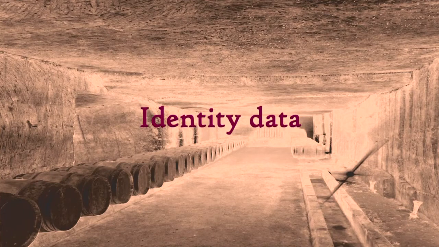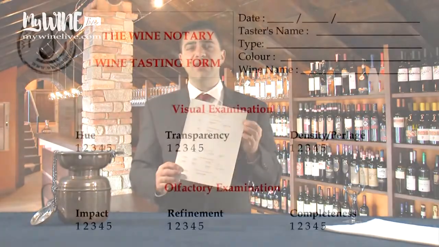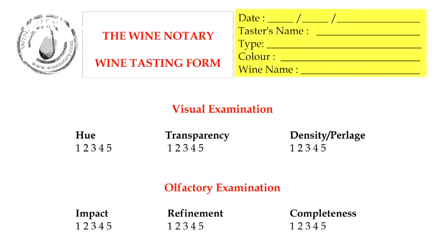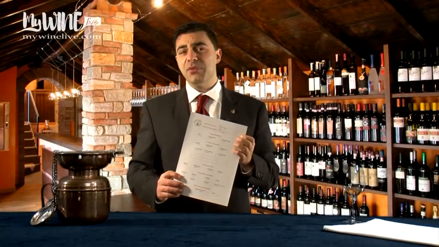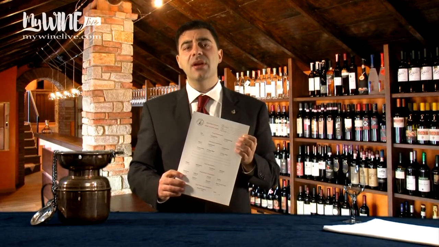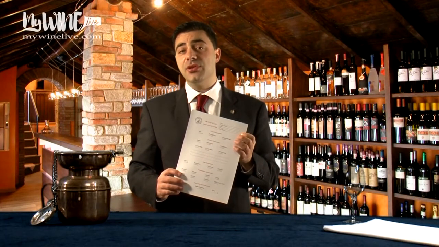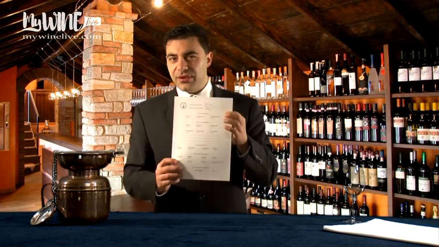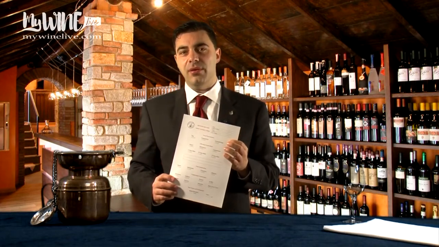Identity data. At the top of the form, there is a section for entries and personal information and identification data of the taster, such as name, date of tasting, the type of wine, for example, if it is white or red, and so on, as well as the name of the wine. It is always better to be as precise as possible during the compilation for an easy storage and possible future research. But now we are entering the heart of the wine notary form.